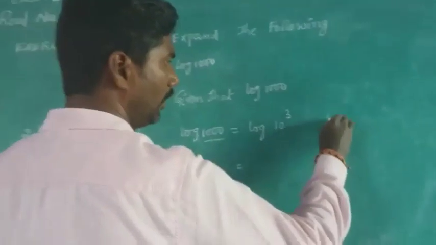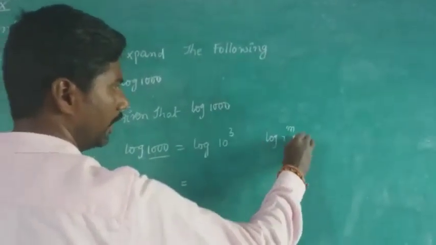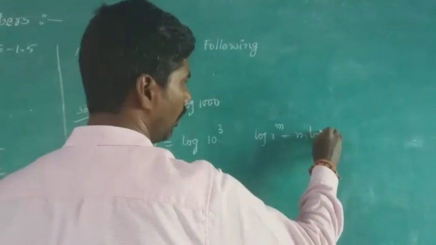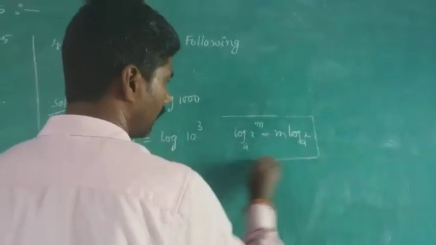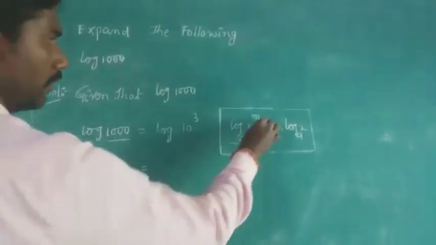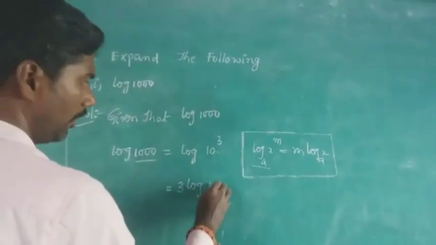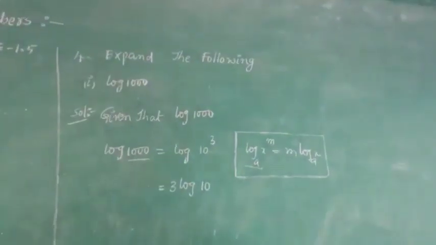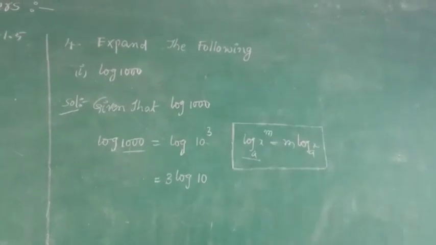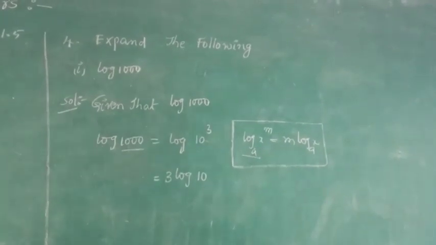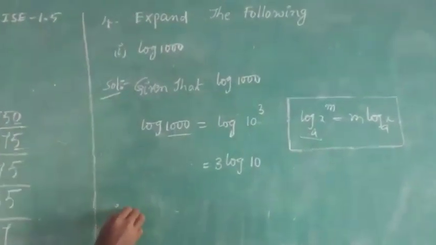What is that? Log x to the power of m, you can get it as m into log x. This is the power rule, it is there in this form. Now you are writing this as 3 log 10. Right? So this is the first problem. Try to concentrate on this clearly. The next one I am going to explain to you.